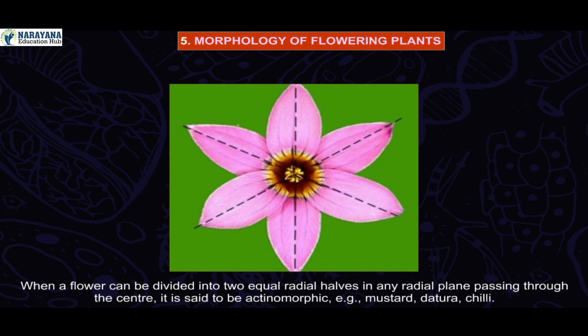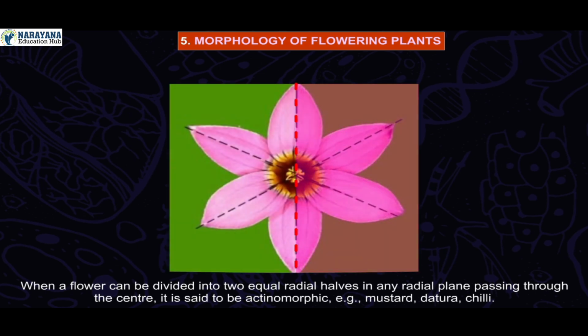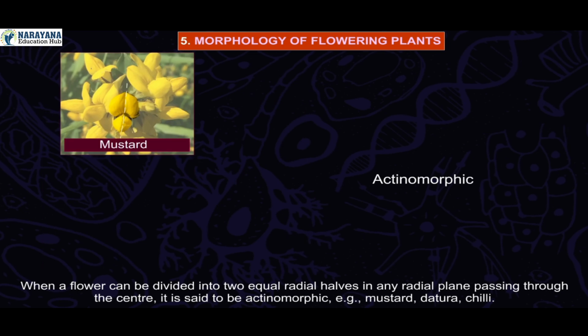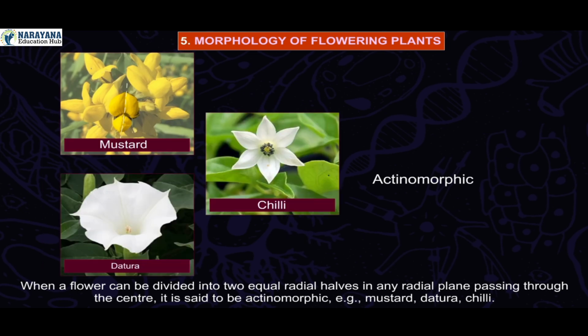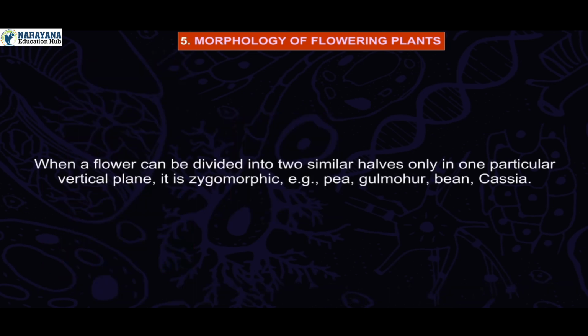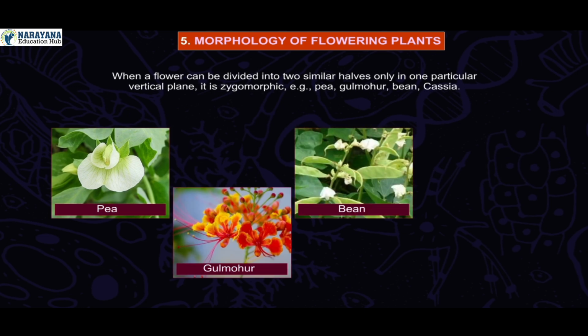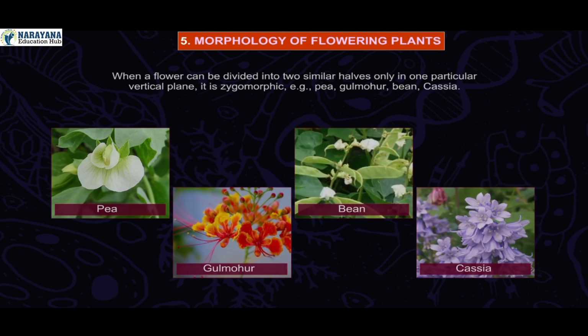When a flower can be divided into 2 equal radial halves in any radial plane passing through the center, it is said to be actinomorphic. For example, mustard, dhatura, chili. When a flower can be divided into 2 similar halves only in one particular vertical plane, it is zygomorphic. For example, pea, gulmohar, bean, cassia.